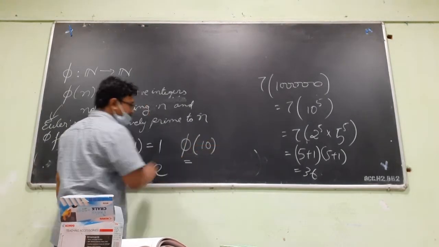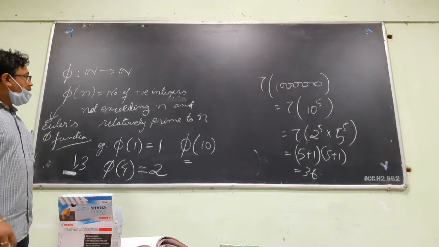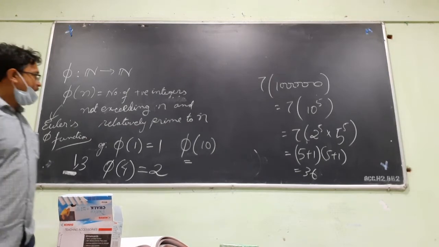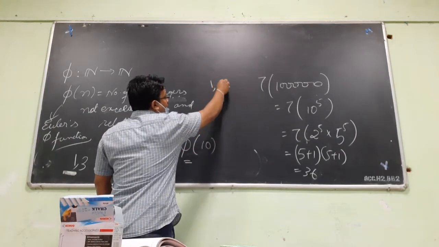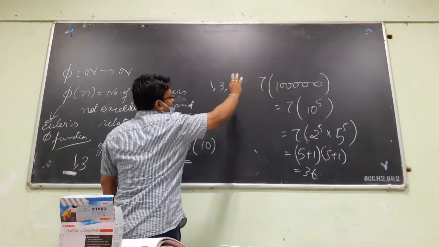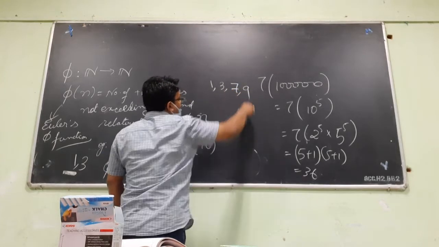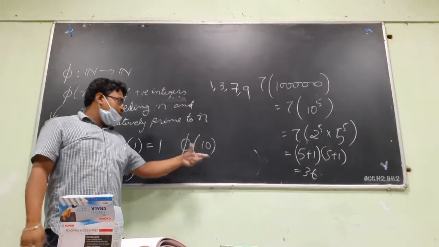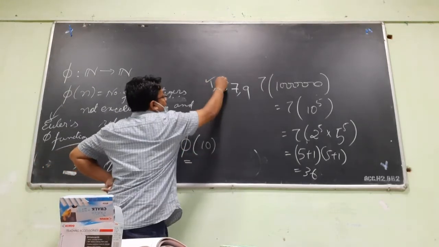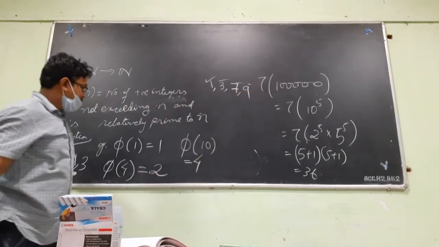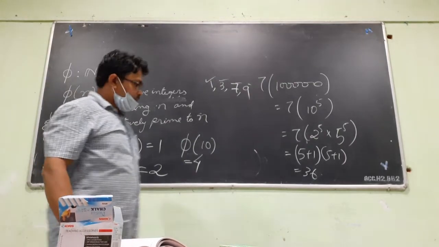What will be phi of 10? Phi of 10 is the number of positive integers less than or equal to 10 which are relatively prime to 10. So 1 is relatively prime to 10. Then 3 is relatively prime. 4 is not relatively prime, 5 is not, 6 is also not there, 7 is there, and 9 is there. A number is not relatively prime to itself except if the number is 1. So this is the relatively prime concept, right?